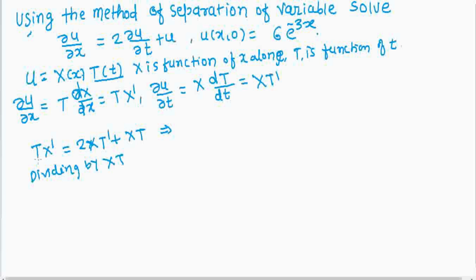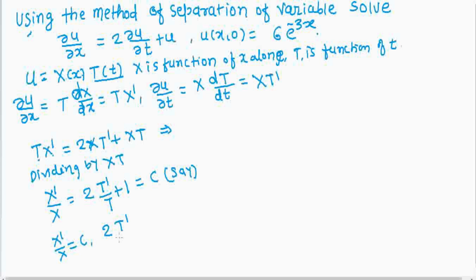If we divide by X into T, T gets cancelled and we have X dash divided by X equal to 2 into, X gets cancelled, T dash divided by T plus 1. Suppose we equate it to a constant c. Then we have two equations: X dash divided by X is equal to c, this is one equation, and 2 into T dash divided by T plus 1 equal to c, this is another equation.